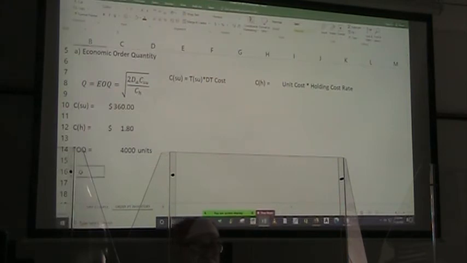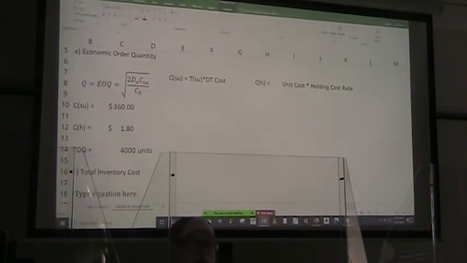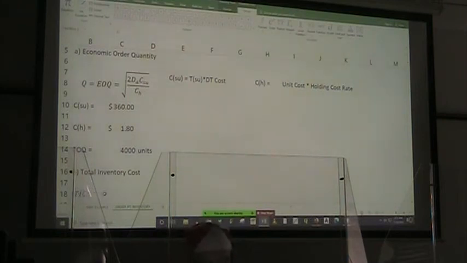All right, so then we want to say B, what is our total inventory cost? Now, going back, we say our total inventory cost, and I'm going to go ahead and insert an equation again. God love me, I love having these equation things. All right, so fraction, right?